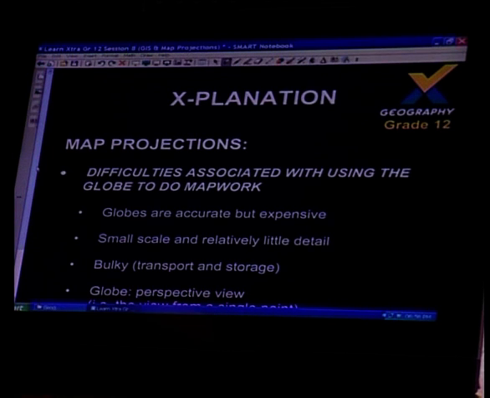Why do we use map projections? Now, I've got my little globe here. It's a bit of an ancient one, and it's a cheaper model. This is what I can afford, okay? But imagine I have this globe, and we're going to use the globe to actually do map work in class.